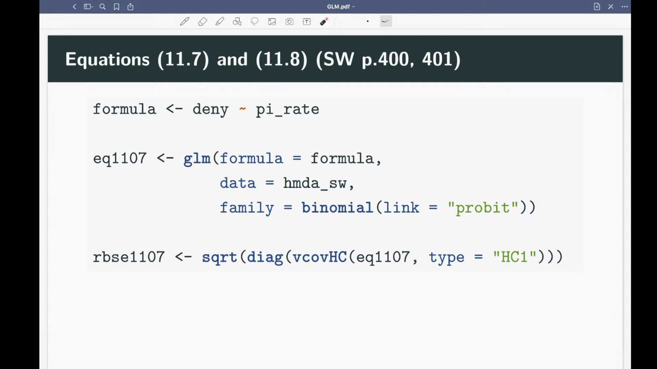At first, we should plug in the formula. It's the same as for the LM function. And choose the data set. And now, because we should use the binomial, because we use the regression with the binary dependent variable, and we use the link function with a Probit. Okay, so we also use the vcovHC command to calculate robust standard errors here.